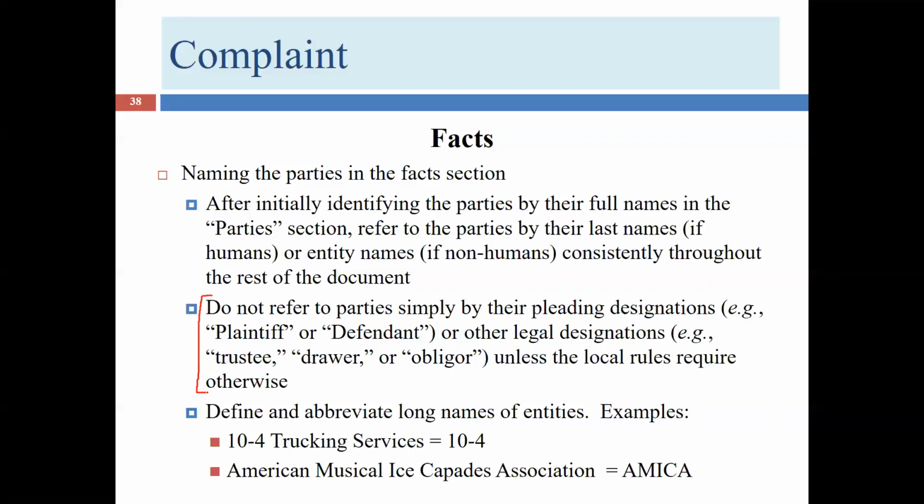One thing you definitely don't want to do, though, is refer to the other side by its designation, plaintiff or defendant, and give your client a warm and fuzzy name. You don't want to be that kind of obvious about it. So if you're going to call the other side plaintiff, you better call yourself defendant. So here's some examples of abbreviations you might use. Again, you want them to be relatively short, but logically connected to the entity that you're talking about.